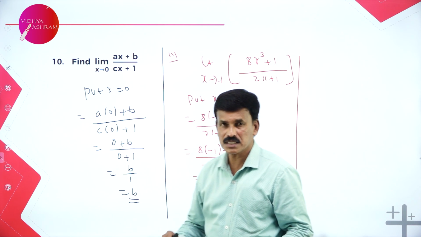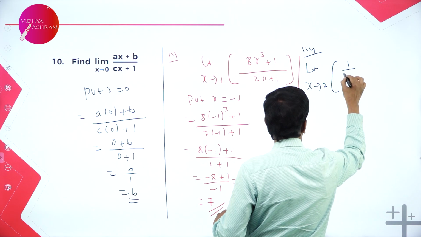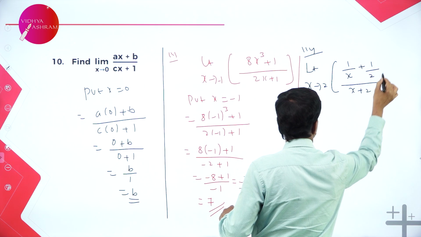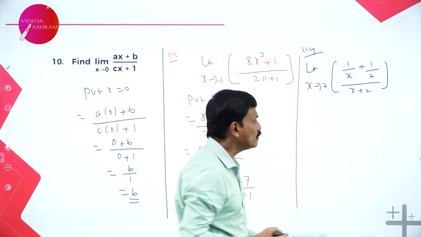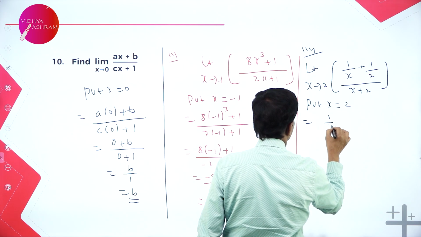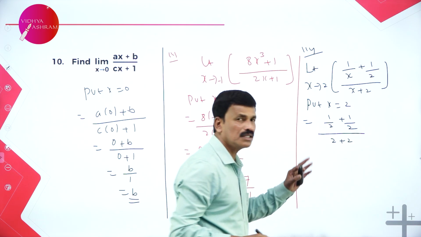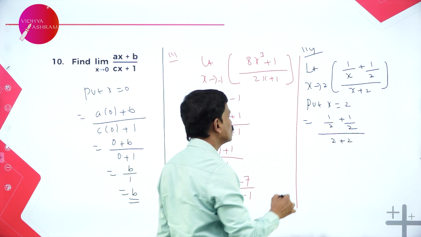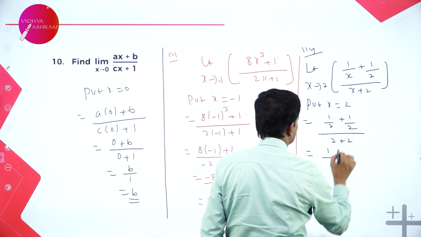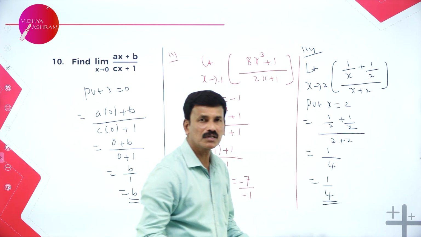Suppose the problem is like this, limit x tends to 2 of 1 over x plus 1 over 2 divided by x plus 2. In this case, just apply the limit. Put x is equal to 2, that's all. If you put x is equal to 2, 1 over 2 plus 1 over 2 divided by 2 plus 2. Just apply the limit for both numerator and denominator. So what is this? 1 by 2 plus 1 by 2. Half plus half is 1 divided by 2 plus 2 is 4. So the required answer is 1 by 4. That's it. Very simple. Okay.